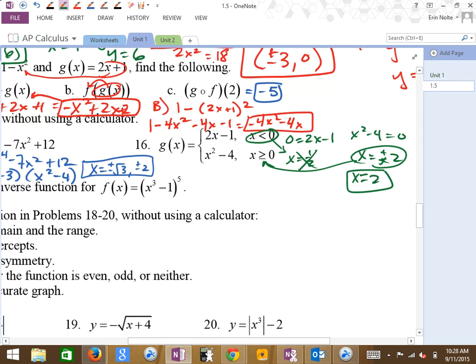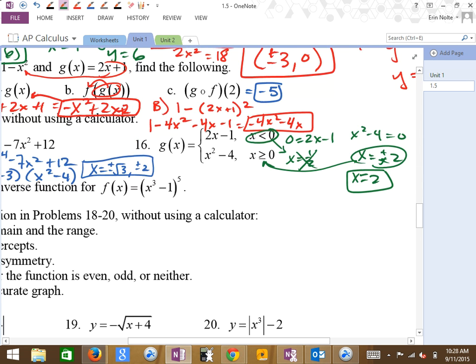Okay, wow. So now we have A, B, C, D, E to do for each, without using a calculator. So we only have to do one of these. Which one do you want to do? Let's do 18. It's the hardest one.